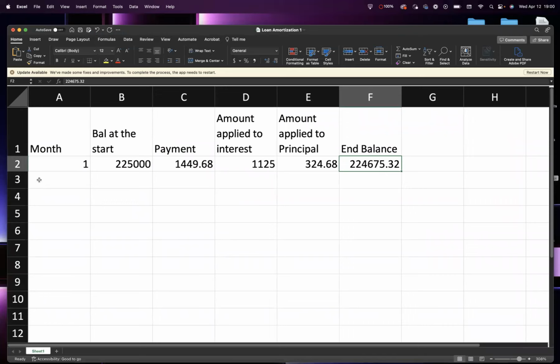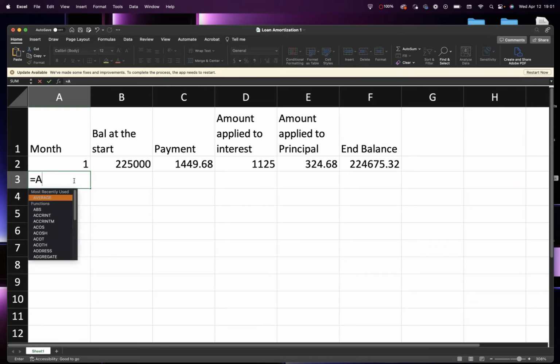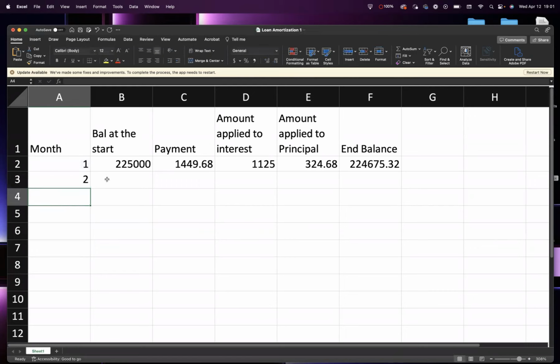Well, the second row, which of course is month 2, is where the real action happens. So we are going to write some formulas quickly. I want to drag, so I'm going to have the first cell be equals A2. A2 is where we have month 1, plus 1. Remember, the formula starts with equal in Excel. So if you hit enter, it brings 2 and you're fine.